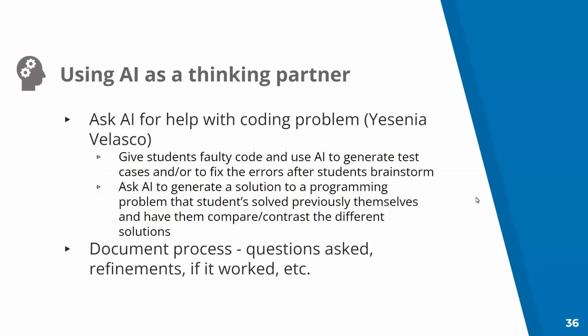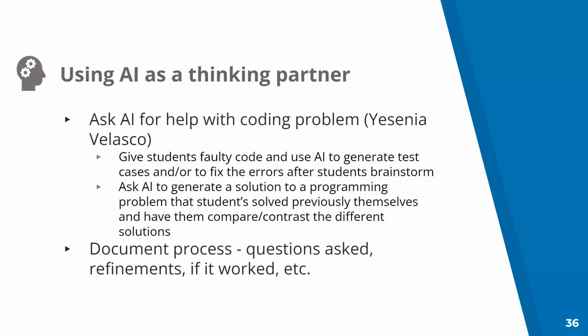And then finally, bringing again another example from Yesenia about coding. You can have AI help with coding and be a thinking partner with coding as well. And so, for example, if you give students faulty code, some code that you know doesn't work, maybe they use AI in that process of trying to fix the code or find errors. So they could generate test cases or use the AI to fix errors after the students are kind of brainstorming about where the errors might be. So again, using that AI in that thinking process.